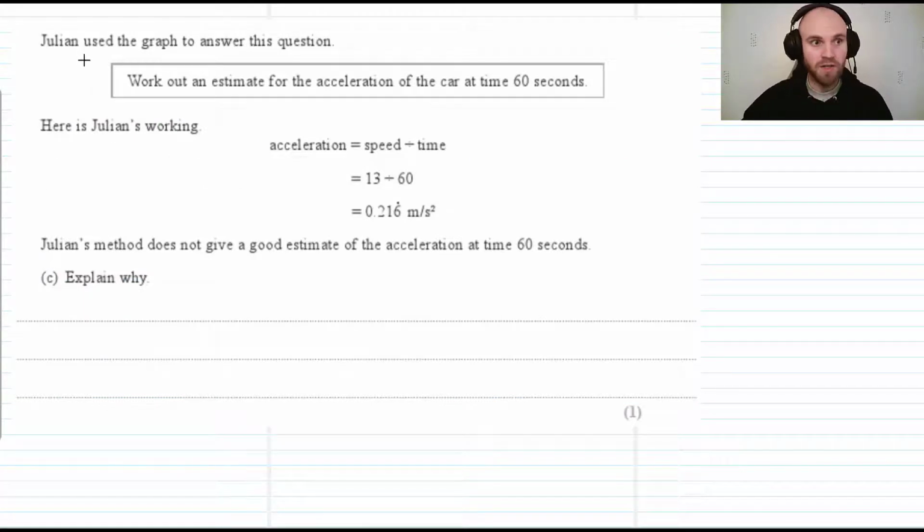Okay, so for part C, Julian used the graph to answer this question. Work out an estimate for the acceleration of the car at time 60 seconds. Here is Julian's working. So the acceleration equals speed divided by time, and that equals 13 divided by 60, which gives you 0.21 with the 6 recurring meters per second squared. Julian's method does not give a good estimate of the acceleration at time 60 seconds.